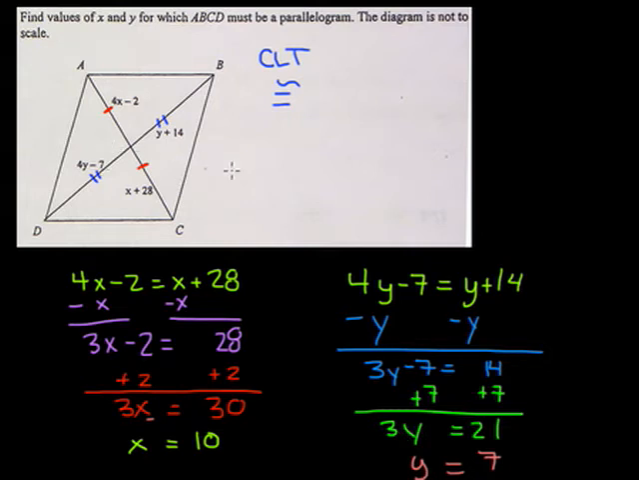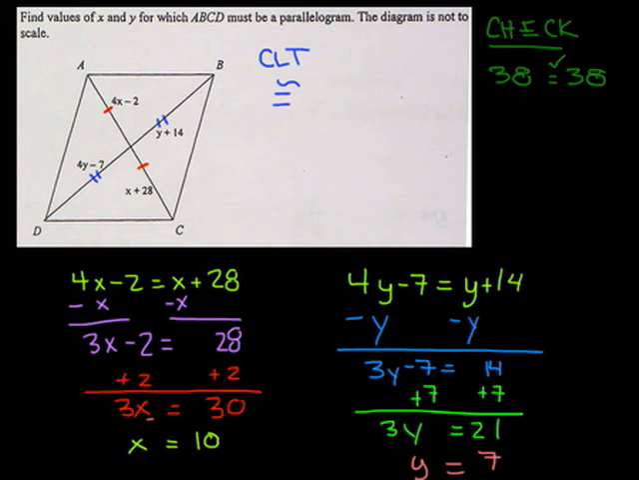And you can check that. So we should probably do a check while we're here. We'll do it right up here. Check yourself, especially if you're on a test. Plug 10 into both of these. 4 times 10 minus 2 is 40 minus 2, which is 38. And the other side is x plus 28, which is 38. 10 plus 28 is 38, so that checks out.